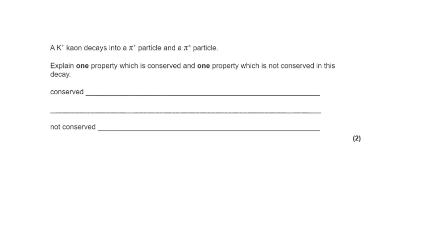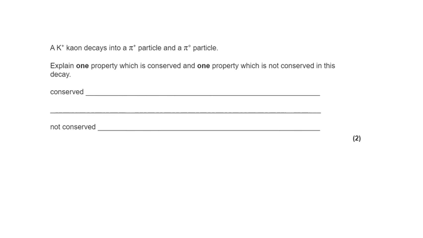already know, kaons are mesons, and they are mesons with strangeness. Decays into a pi plus and a pi naught. And you should already know that they are mesons with zero strangeness. Explain one property which is conserved and one property which is not. Pause the video here and have a think.